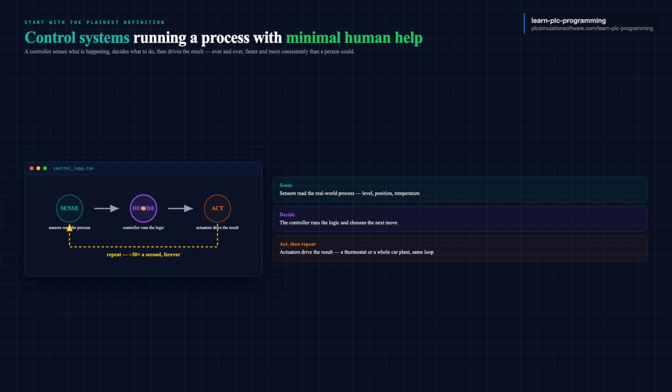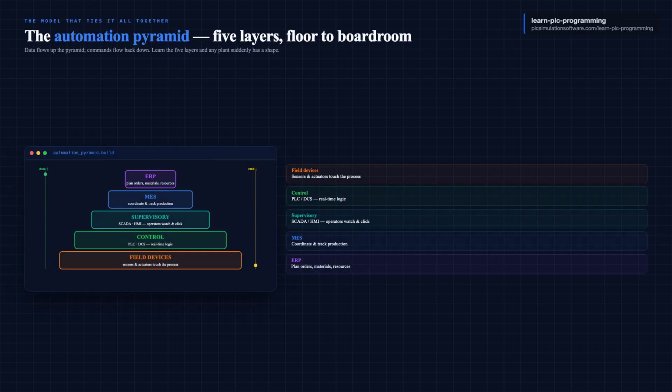Now for the model that ties the whole field together. The automation pyramid. Picture 5 layers stacked up. At the very bottom are the field devices, the sensors and actuators that physically touch the process. Above them sits the control layer. This is the PLCs and the DCS running the real-time logic. Above that is supervisory, the SCADA system and the HMI screens where the operator watches and clicks. Higher still is MES, which coordinates and tracks production across the plant. And right at the top is ERP, the business systems that plan orders, materials, and resources.